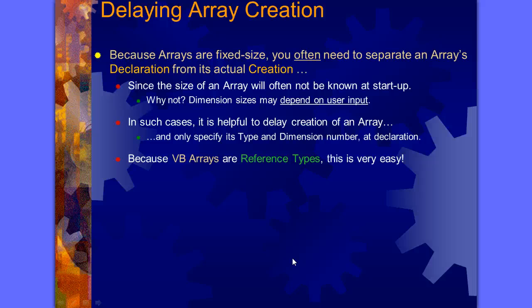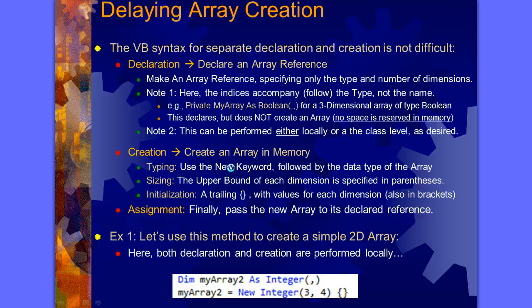Since the size of an array will often not be known at startup, maybe, he said, depends on user input. Maybe those dimension sizes depend on user input. In such cases, it's helpful to delay creation of an array and only specify its type and dimension number. So you do have to give the dimension number as well as the type at declaration. Because VB arrays are reference types, this is very easy. Okay, let's come back to this in the next video.